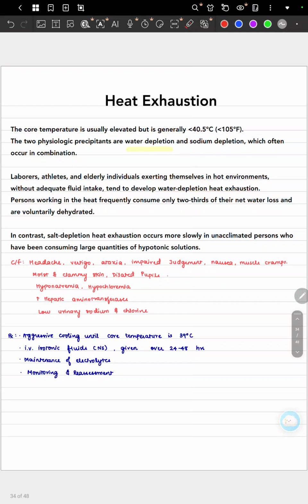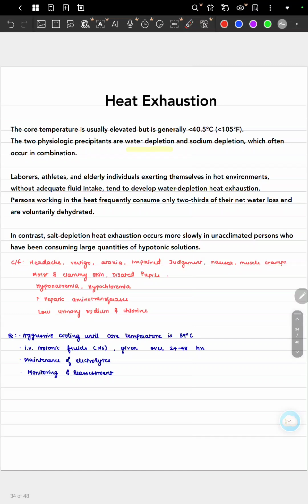Persons working in the heat frequently consume two-thirds of their net water loss and are voluntarily dehydrating. In contrast, salt depletion heat exhaustion occurs mostly in unacclimated persons who have been consuming large amounts of hypotonic solutions. So that will lead to salt depletion heat exhaustion. So water depletion heat exhaustion is one, and this is the salt depletion heat exhaustion. Clinical features are headache, vertigo, then there will be ataxia, impaired judgment, nausea, muscle cramps, moist and clammy skin will be present, dilated pupils.